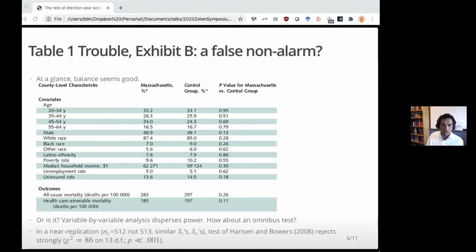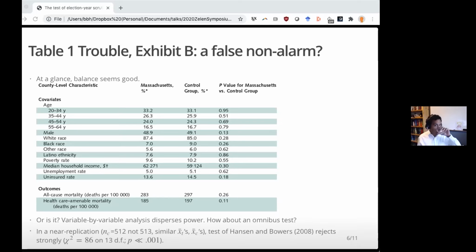So I came at it with an omnibus test that had been advocated by guess who, yours truly, and his collaborator Jake Bowers some years back. I got hold of the vital statistics data for this, but not all of the data elements that SLB used. There were some that were a bit difficult to track down. I was able to very closely, but not exactly, replicate their analysis. They had wound up with 513 counties as a comparison group for the 14 in Massachusetts. I wound up with 512, but the means that I got for the Massachusetts group and also for the selected comparison group were very similar to what you see in the table.